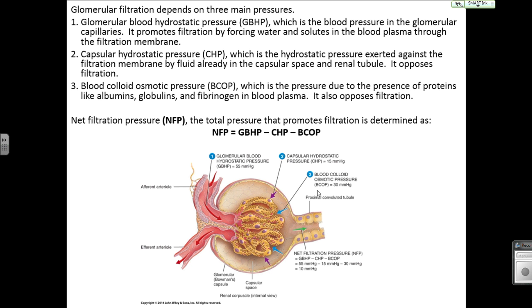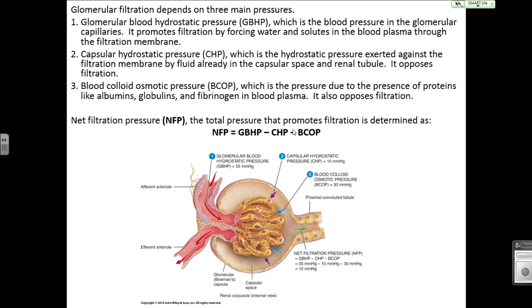To determine if filtration is going to occur, we have to do a calculation. That calculation is called NFP, net filtration pressure, which is the total pressure that promotes filtration. It is the pressure that promotes, glomerular blood hydrostatic pressure, minus the two that oppose.